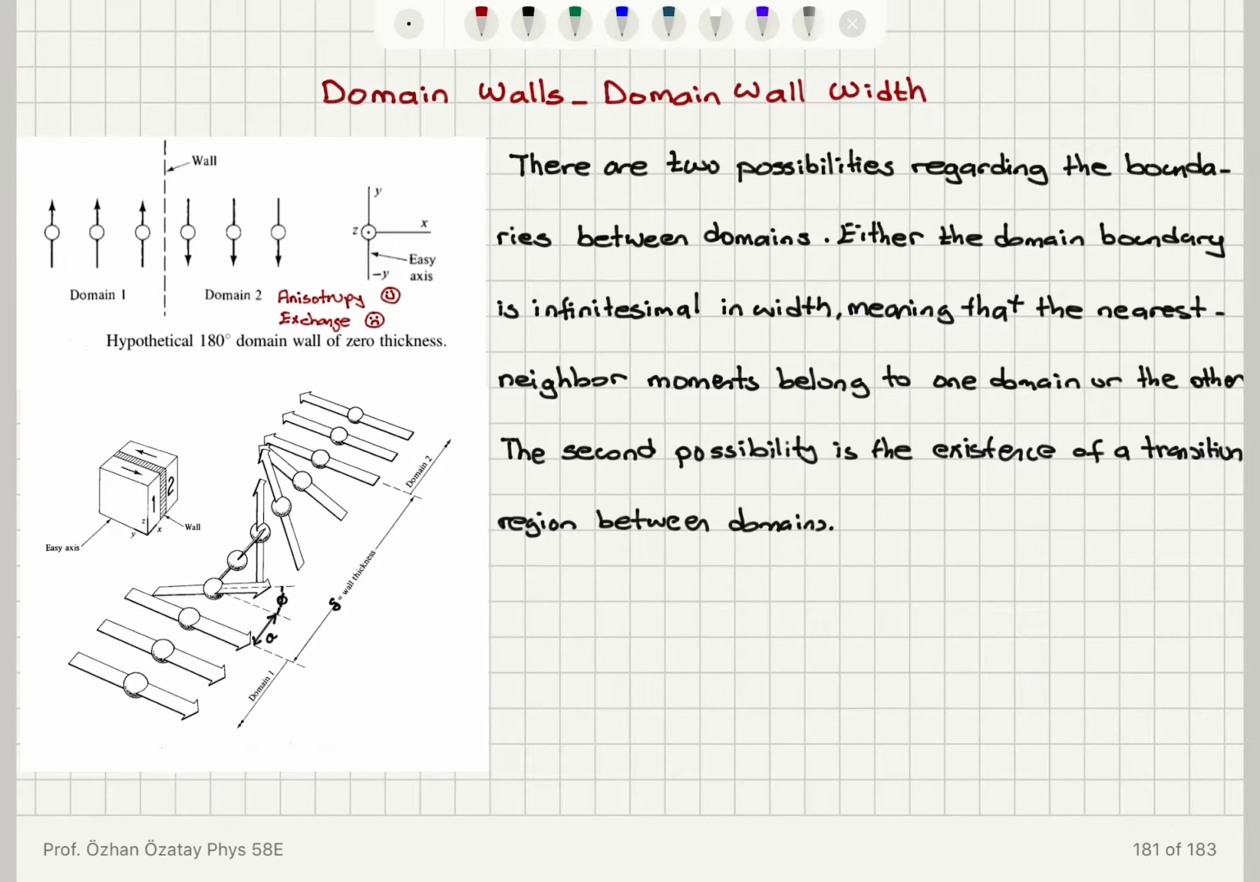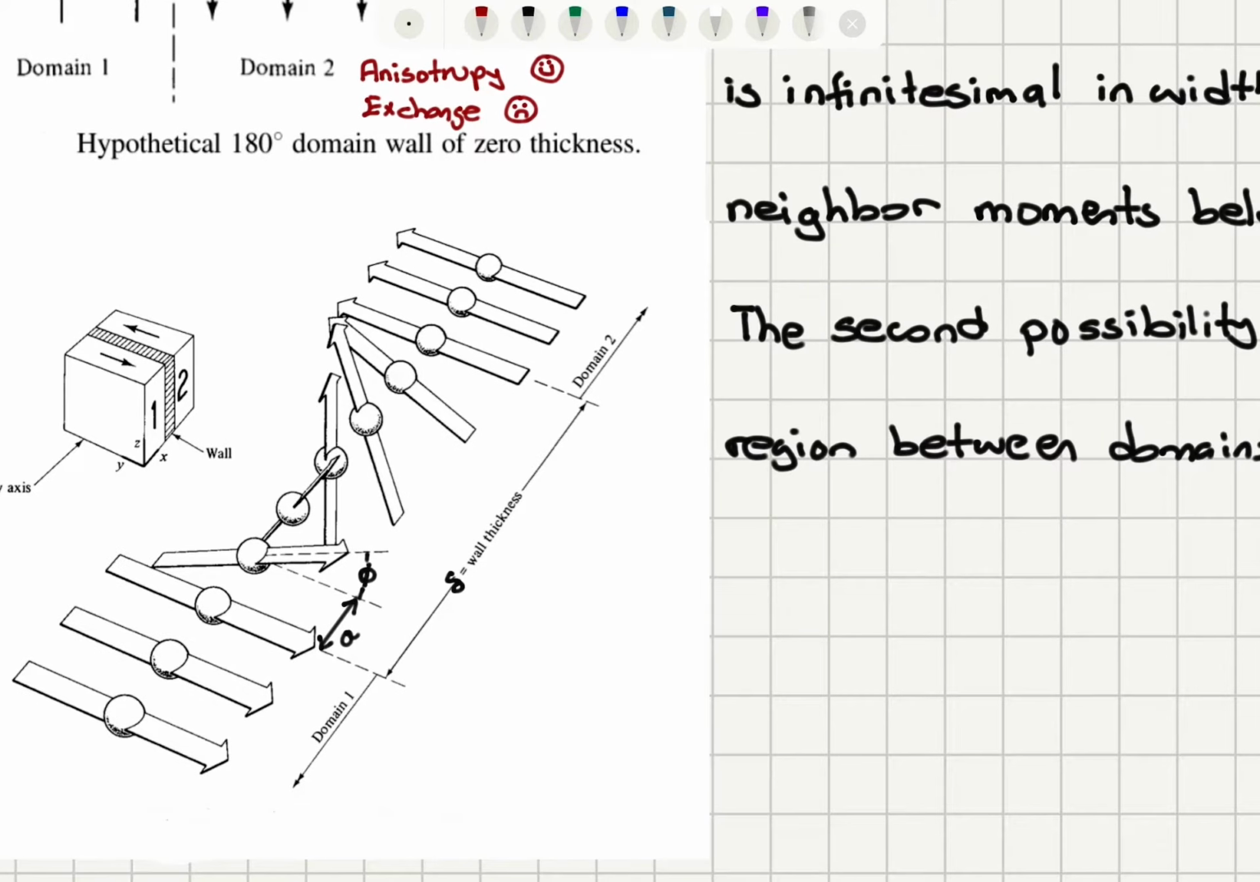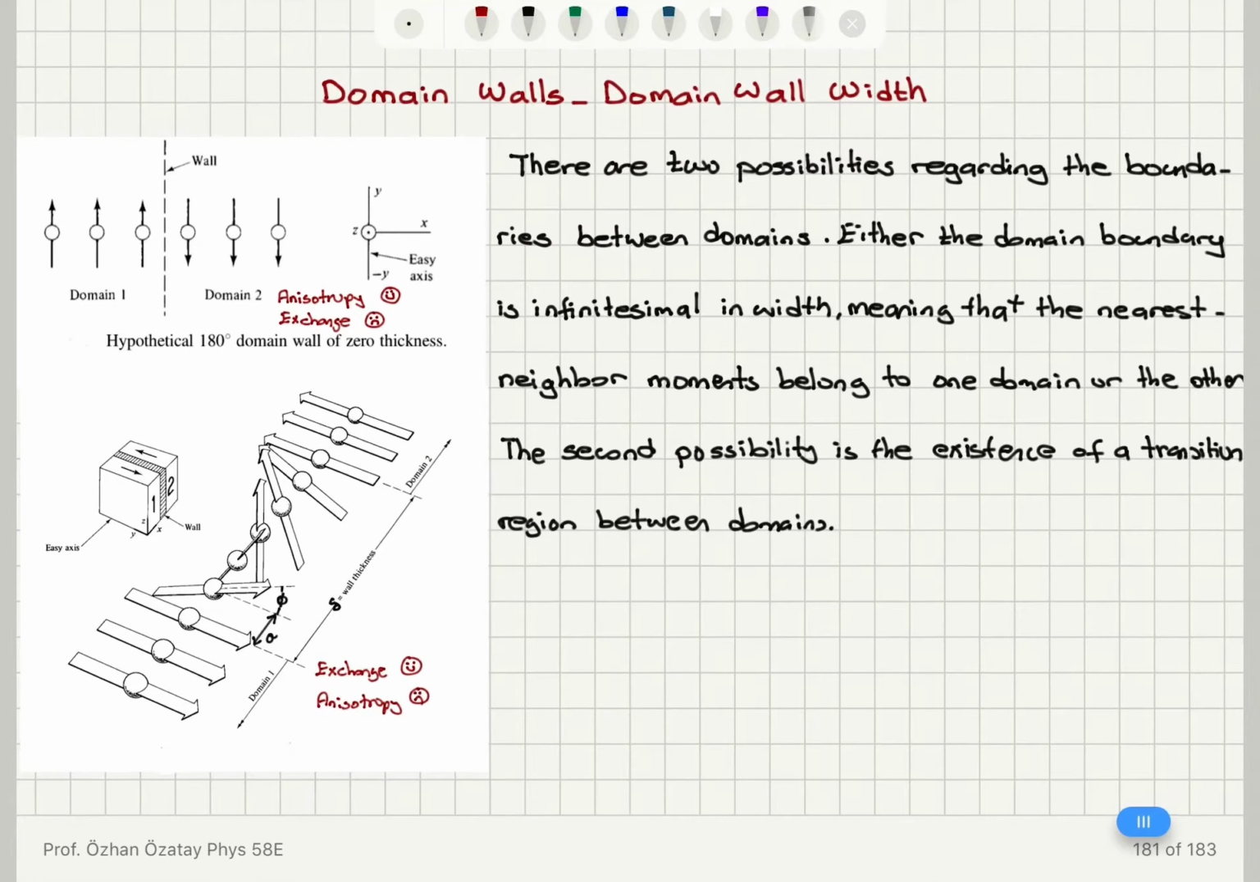Now, the other scenario where I have a transition between the two boundaries is going to make exchange energy happy. But anisotropy energy is increasing, so anisotropy energy will not be too happy with this type of transition between the two boundaries, because we have deviation from the easy axis throughout the wall.